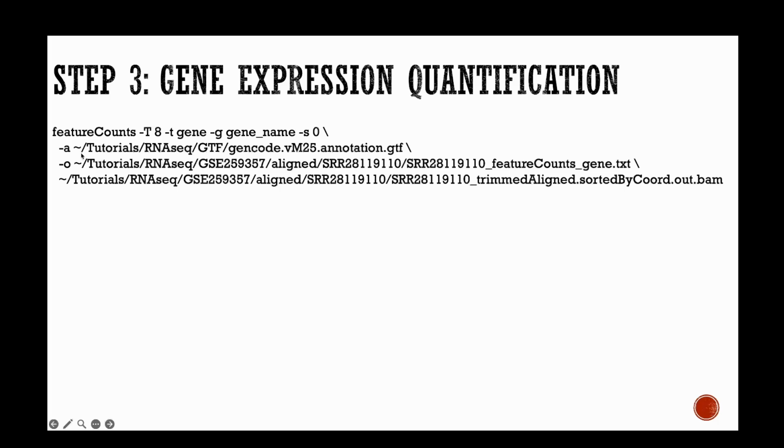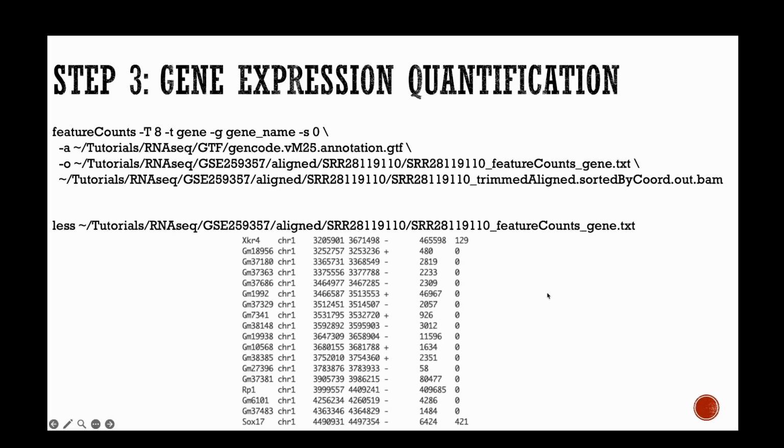-a is the gene annotation file. We specify the path of the GTF file. We want the output to be a gene.txt file. Specify the output. And our input is the BAM file from the last step.